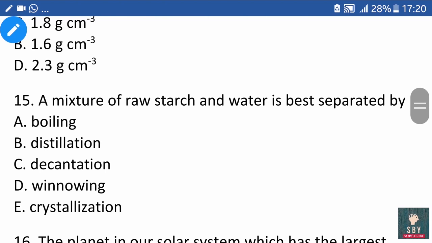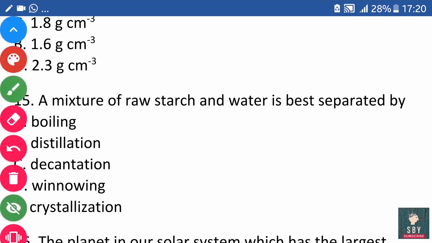A mixture of raw starch and water is best separated by decantation. Now the starch is gel-like, so the density of the starch is greater than the density of the water. So the starch will settle in the water, so the water will be on top. So you have to just gently pour the water off the starch, and you have the gel starch below.